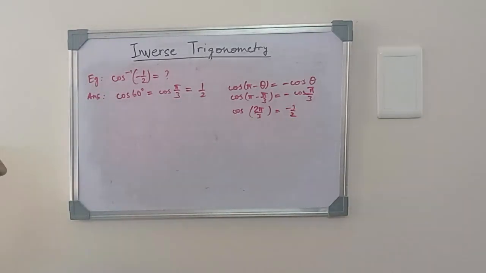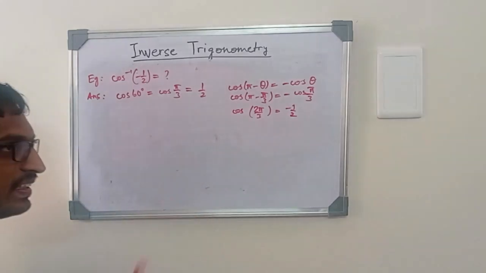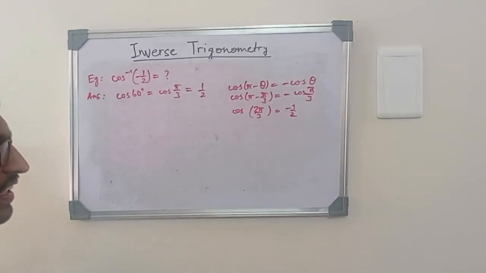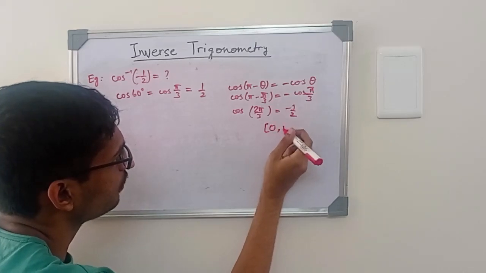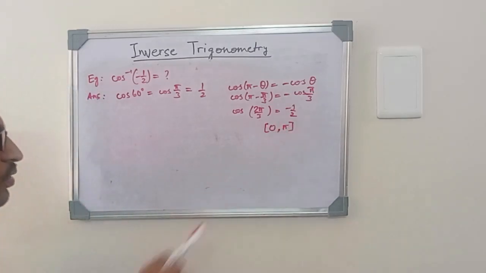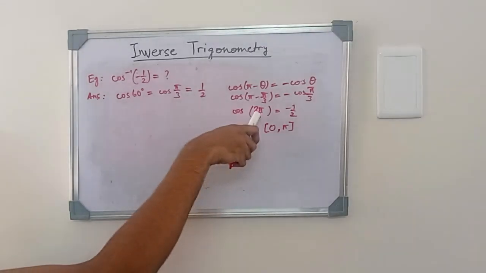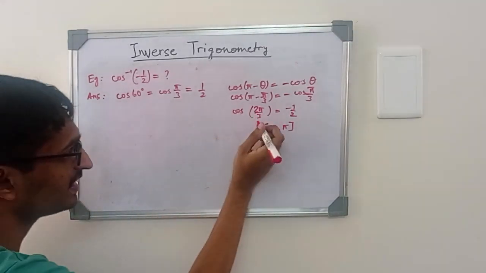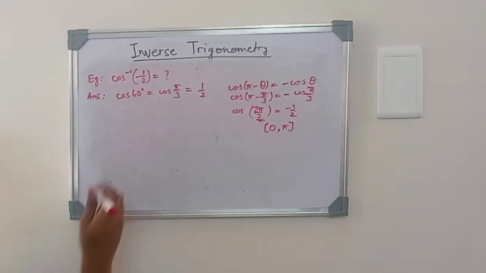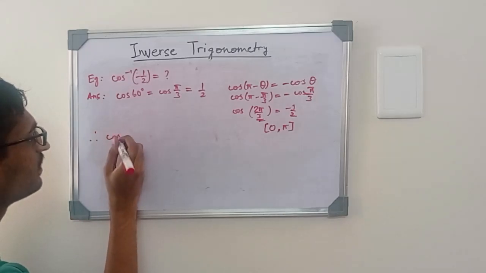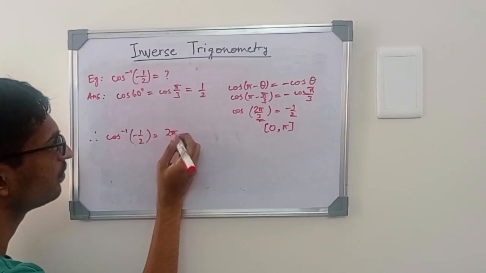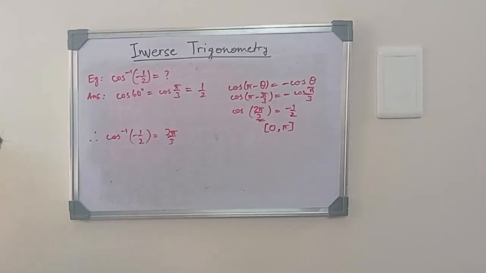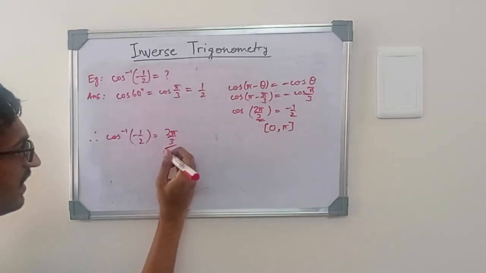Now we need to check whether this angle is within the principal value branch. The principal value branch of the cos inverse function is 0 to pi. So clearly 2 pi by 3 lies within this. That means this angle is our answer. We can write cos inverse of minus half is equal to 2 pi by 3. And this is our answer.